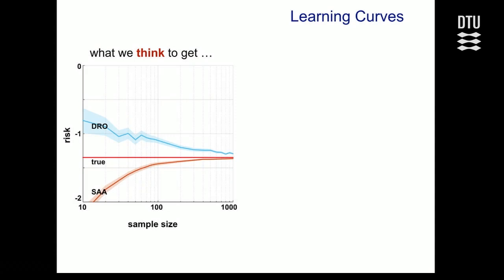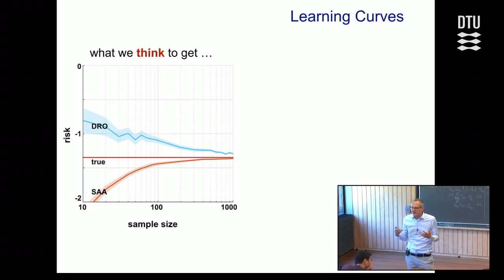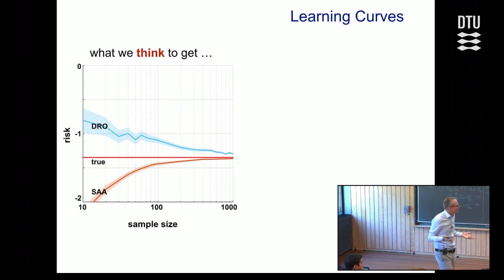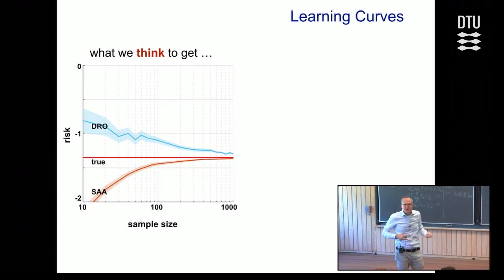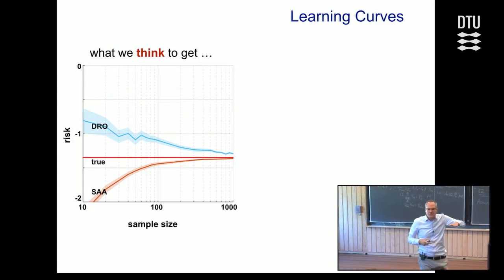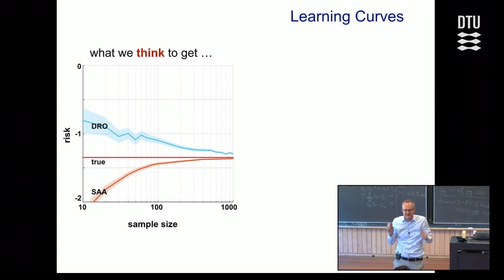Okay. Last thing, we can also look at what happens when the sample size becomes bigger. So the number of training samples. Of course, I've told you that theoretically we have asymptotic consistency. So if the number of training samples goes to infinity, we will eventually recover the solution of the true problem. Now, here the red line represents the optimal value of the true problem, which we cannot solve unless we know the true distribution or have infinitely many samples.